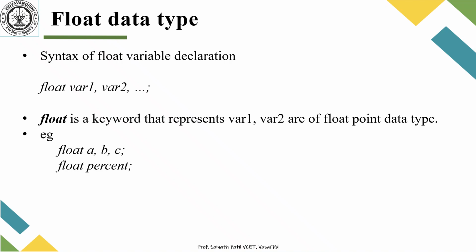Syntax of float variable declaration is the float keyword, var1, var2, and terminated by a semicolon. So float is a keyword and var1, var2 are nothing but identifiers or names of float variables. So for example, here it is float a comma b comma c, or another variable if I want to declare, float percent.